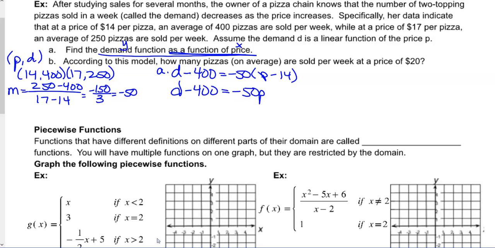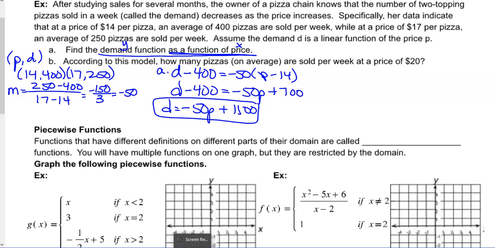So I'm going to distribute the negative 50. This would then give me a positive 700. And then when I add 400 to that, my demand function is negative 50p plus 1100. And that will be our function. It's a linear function, okay? In terms of P, that'll kick out a D.